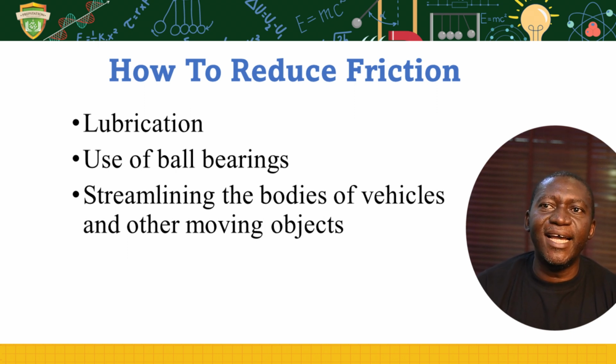And then by designing shapes that have streamlined bodies, especially with vehicles and aircraft, so that when they move, they are gliding across. As they glide in the air, the streamlined shapes make the motion easier and possible. So these are a few of the ways to reduce friction.